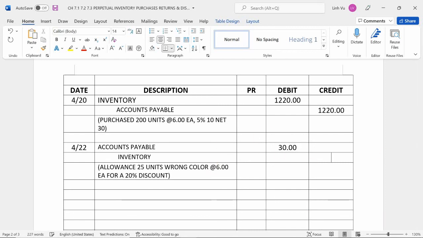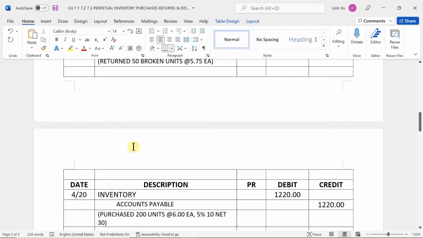We're going to figure out the total cost of what I'm refunding or returning. So 25 at $6 each gives you $150. And because I'm not getting the full $150 back, I'm only getting 20% back. I need to figure out what that 20% is, which is $30. Okay. Good.